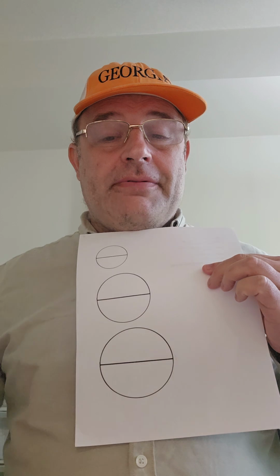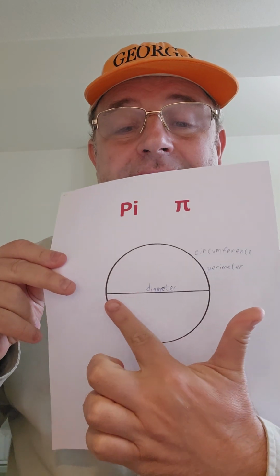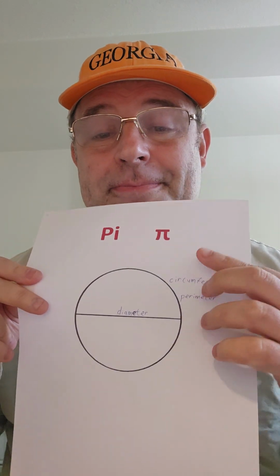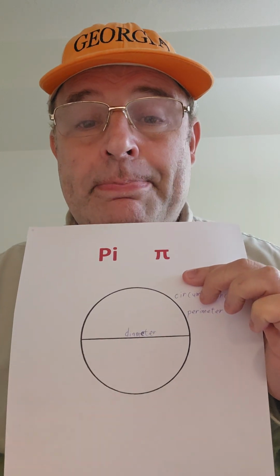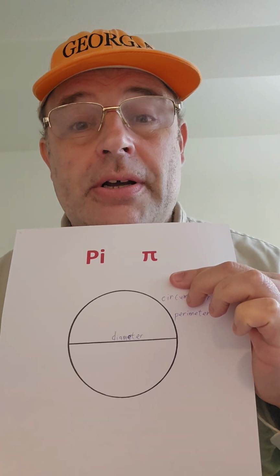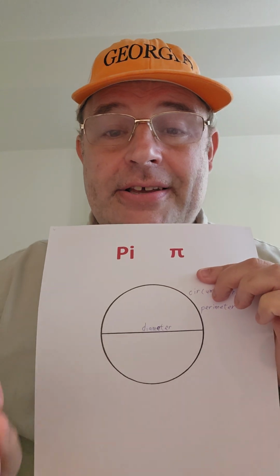And the next question, the line through the middle of the circle. And I'm going to very quickly teach a little bit of vocabulary. The line through the center of the circle is called a diameter. And there's two words I can use for the outside of the circle. I can call it perimeter or I could call it circumference. Both are correct.